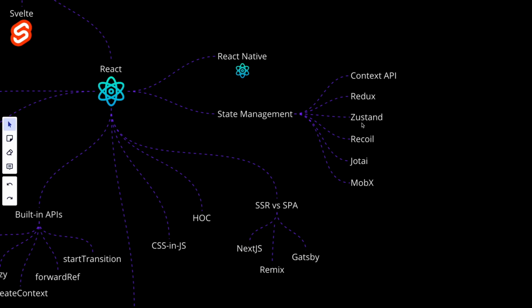For example, Zustand is a minimalistic library that simplifies state management using a simple set of functions, making it easy to use without much boilerplate code.